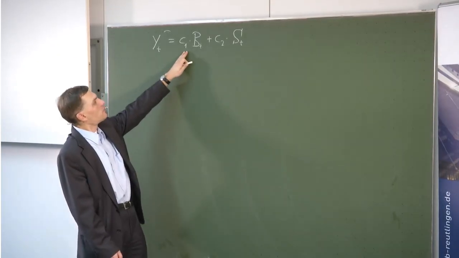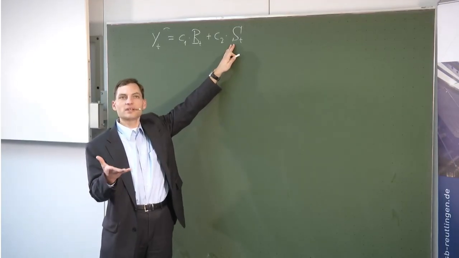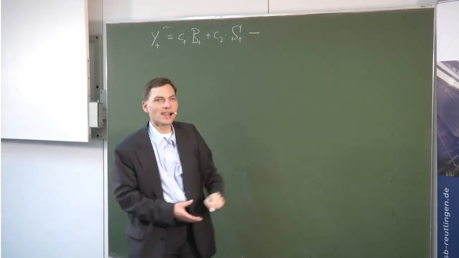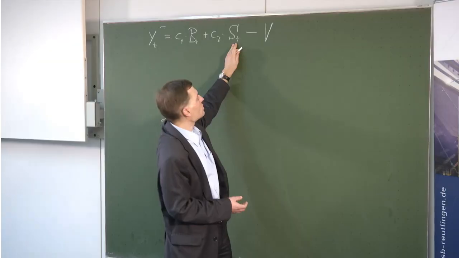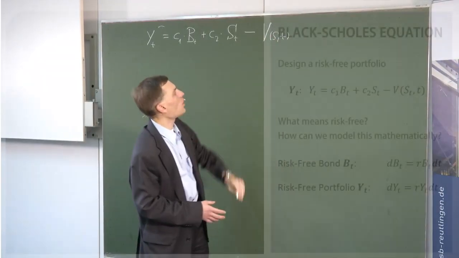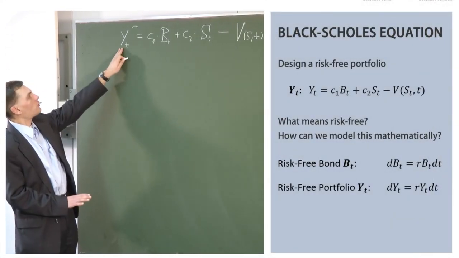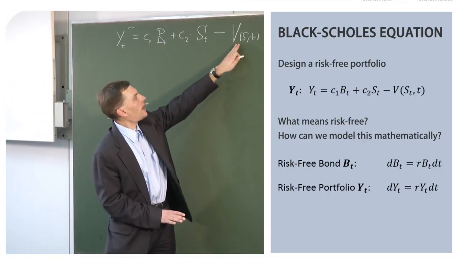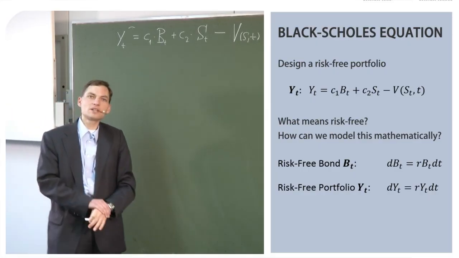So far, this portfolio is risky because the stock market can go up or down. It's quite risky. But to eliminate this risk, what I do now is I sell an option. And I sell an option based on this underlying stock price. So it's based on my stock price S and T. This is my option function. And what I hope in the end is that the overall portfolio, Y, consisting of a bond, a stock, and a short sell of an option, is risk-free. What does risk-free mean?